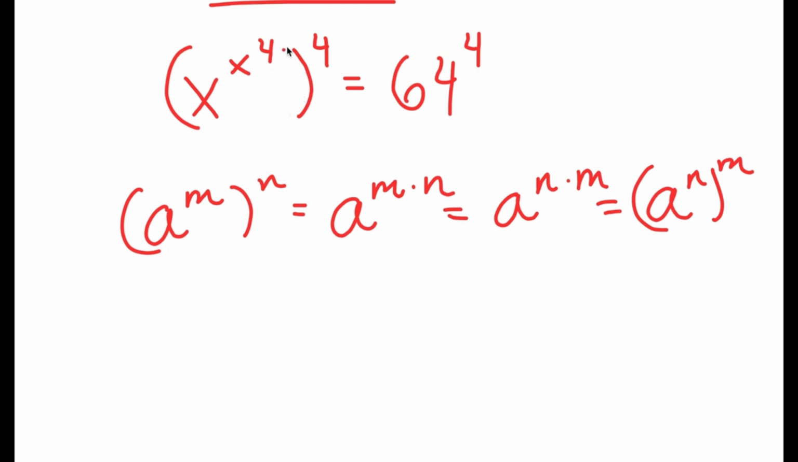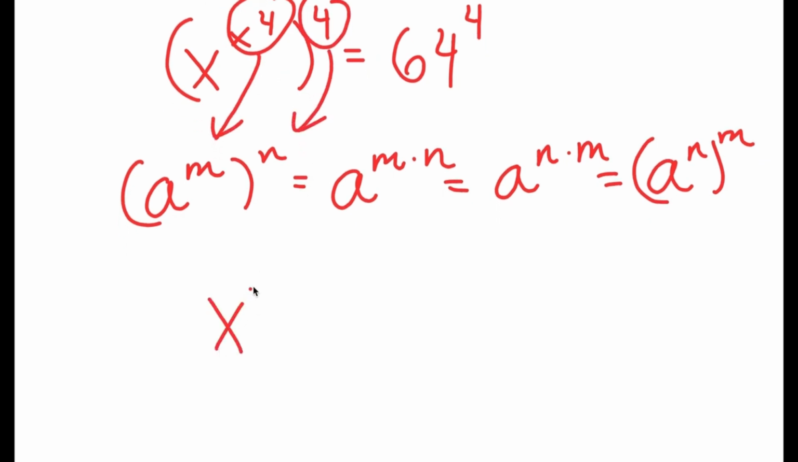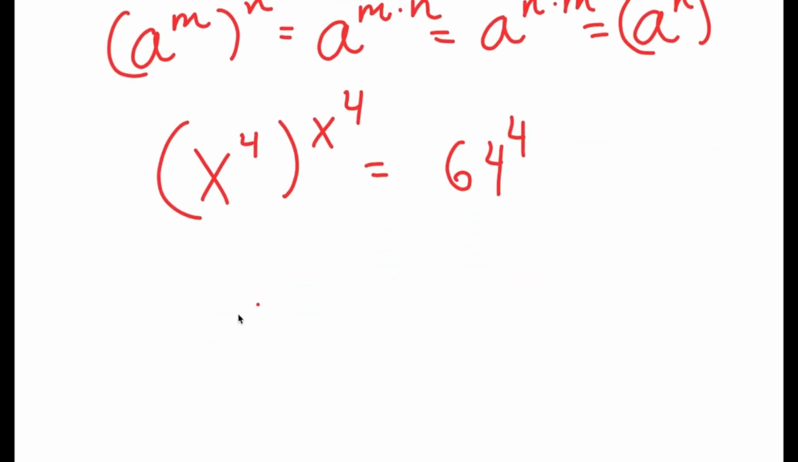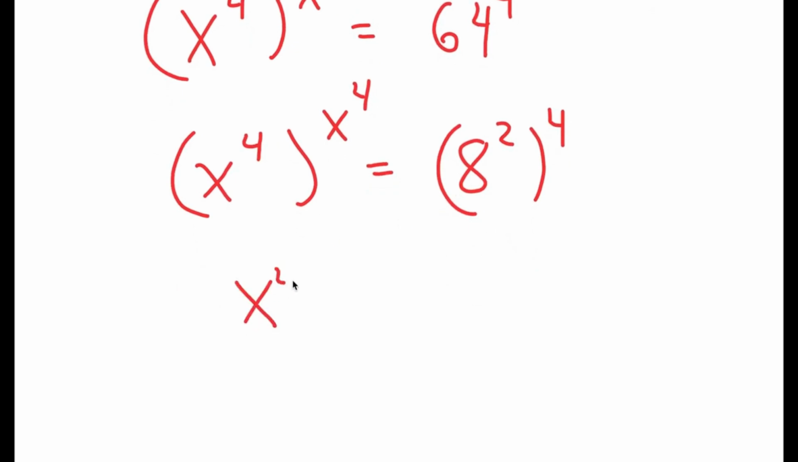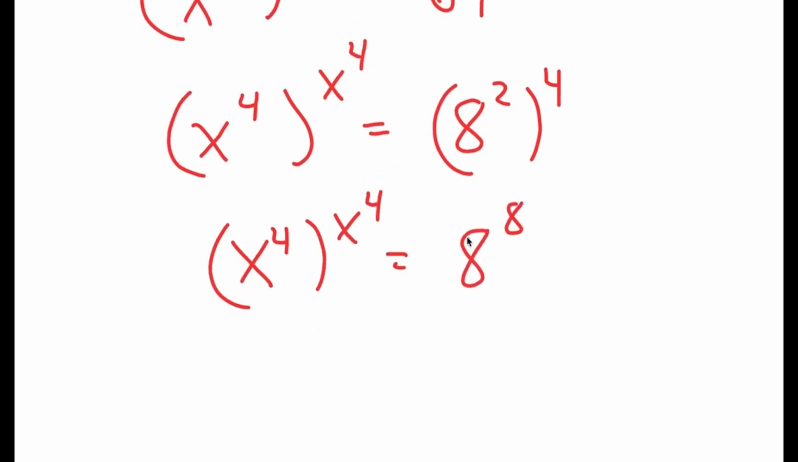So x to the power of x to the power of 4 to the power of 4. In this, I can think of x to the power of 4 as m and 4 as n. So this turns into x to the power of 4 to the power of x to the power of 4 is equal to 64 to the power of 4. Now 64 to the power of 4 I can rewrite as 8 squared to the power of 4, which turns into 8 to the power of 8.